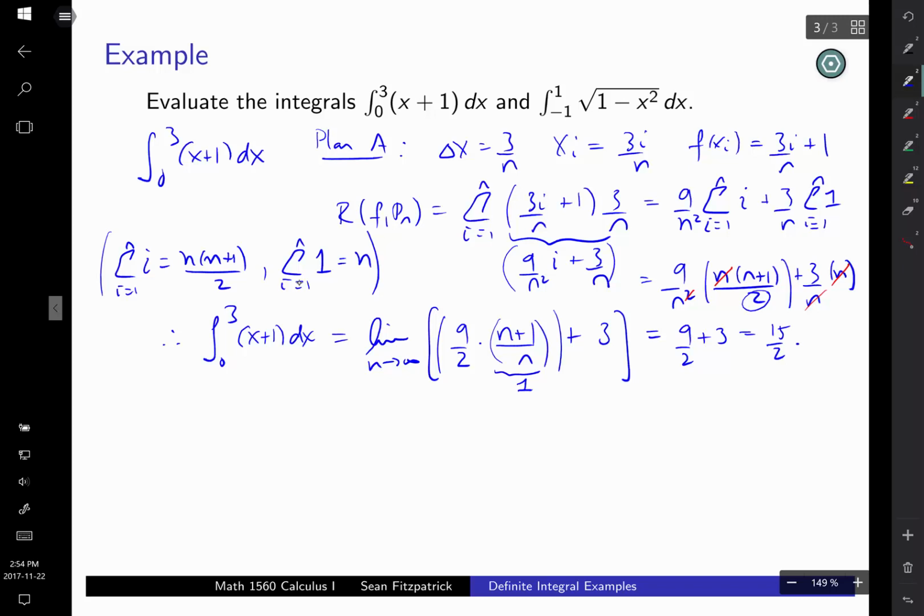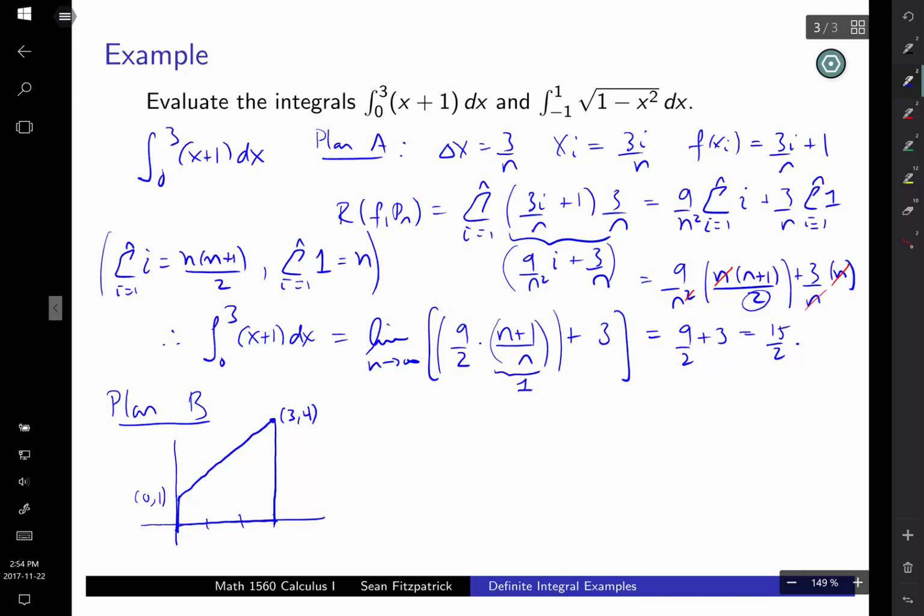Okay, now, if that's plan A, there must have been a plan B. Right? There's another way we could have done this. We could have been smart about it. We could look at a graph. What does this thing look like? 1, 2, 3. Well, it's just this. So this is 3, 4, 0, 1. Okay, so the area I'm calculating is the area of this trapezoid.